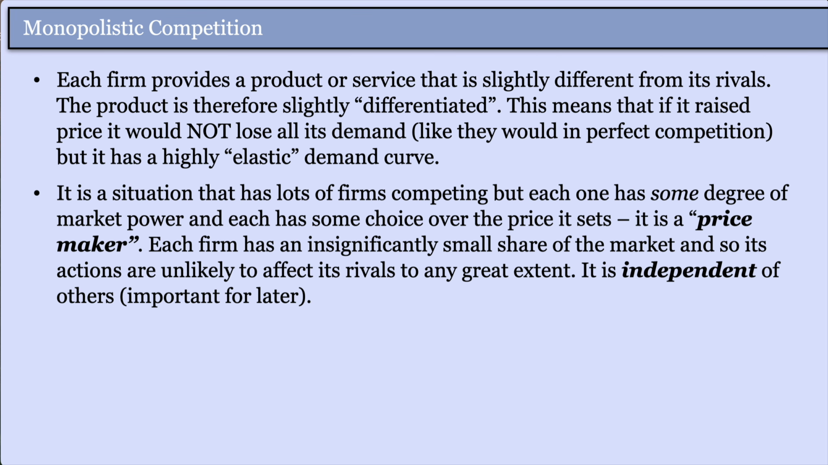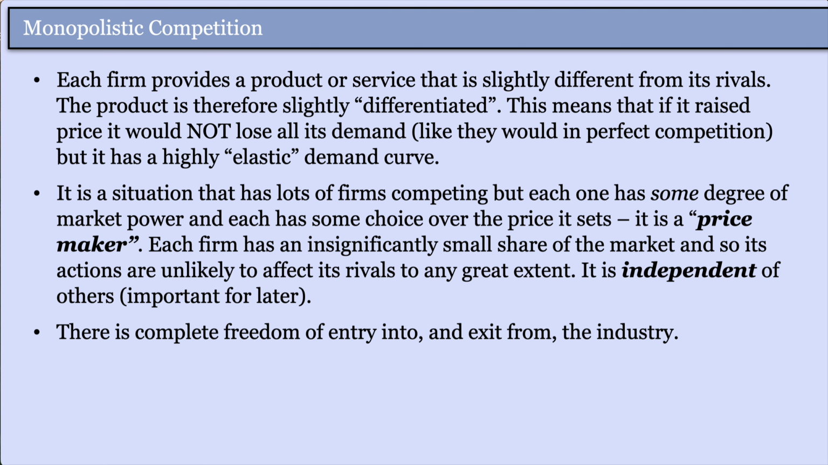And it's a situation which still has lots of firms, so it's very similar to perfect competition in that respect, but you've got some market power now, and you've got some choice over the price that you set because you've got a downward sloping demand curve. Therefore any firm is a price maker in this situation. You have a very small share of the market because, again, there are loads of firms, so you're not going to have one big dominant firm, but they are independent of the others, and that's quite important for later. In other words, they don't have to worry about what others are doing.